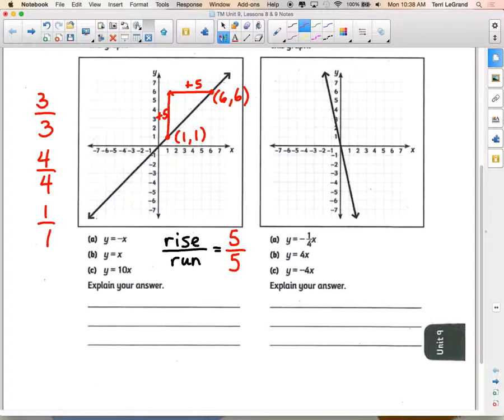Was there anything else that I missed? Anybody have a different one yet? Danny? 2 over 2, okay. Anybody else? Okay, well tell me something. Does that mean we all have a different slope?